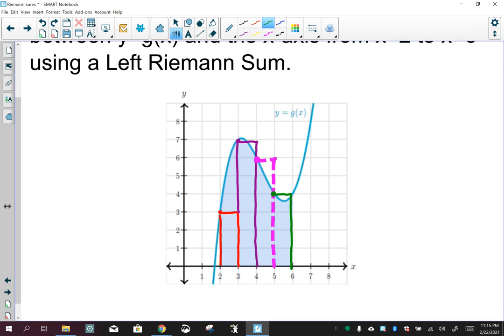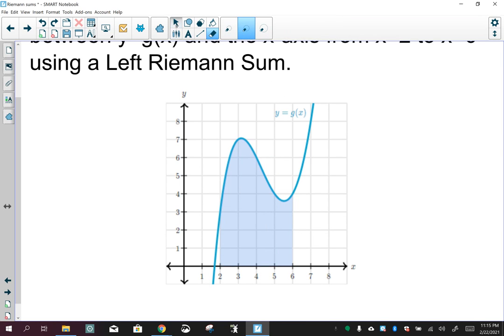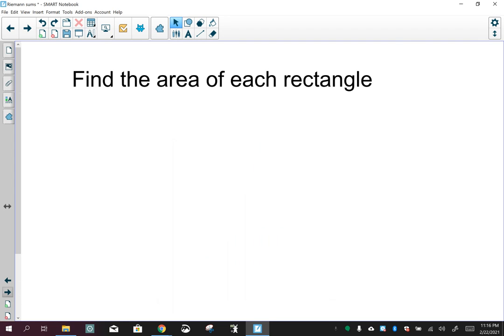So I'm going to be looking at these rectangles as I'm actually going through this problem. That's what I'm going to be looking at and how I'm going to be doing this. And I'm going to be doing a left Riemann sum, so that means each one of my rectangles, the left corner of that rectangle is actually touching the graph.